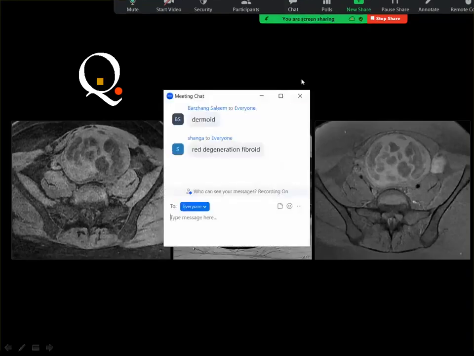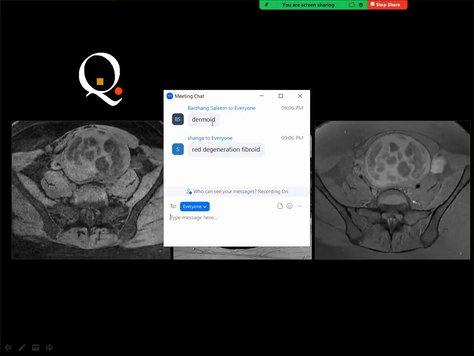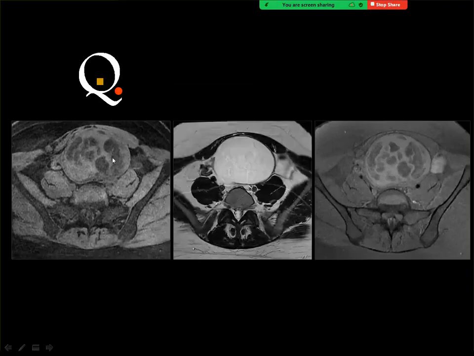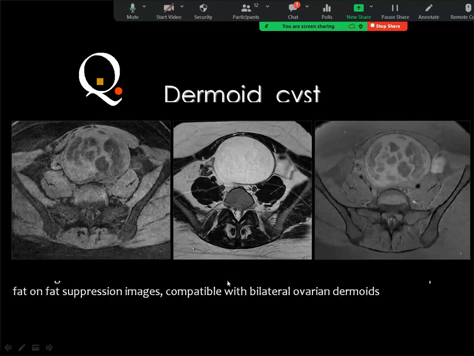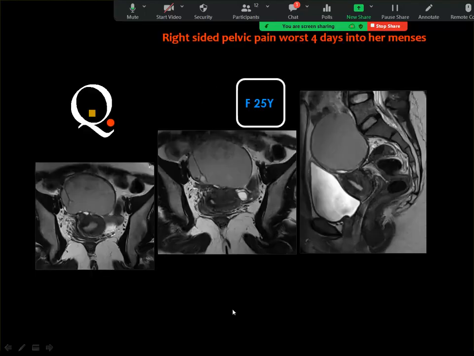The right answer is dermoid, ovarian dermoid cyst, because of the fat. This is the suppressed fat and within the lesion, which contains as well some of the fluid signal. And this is the appearance of the fat in the T2 weighted image, which is almost similar to the subcutaneous fat. And also here the fat is almost similar to the subcutaneous fat, and this is ovarian dermoid cyst.